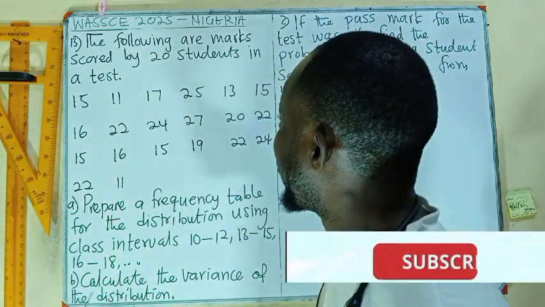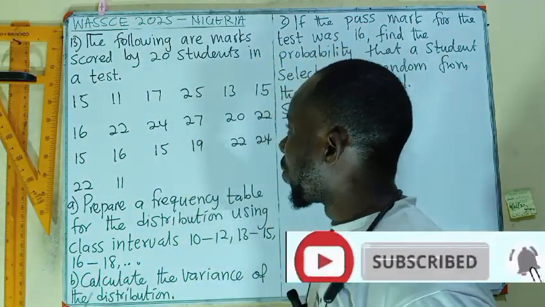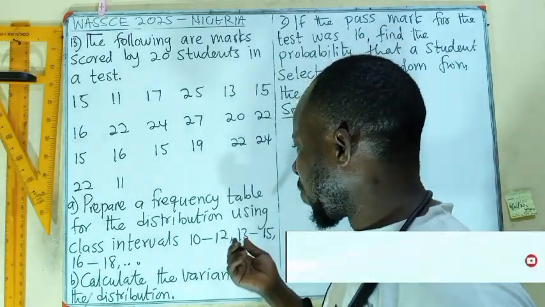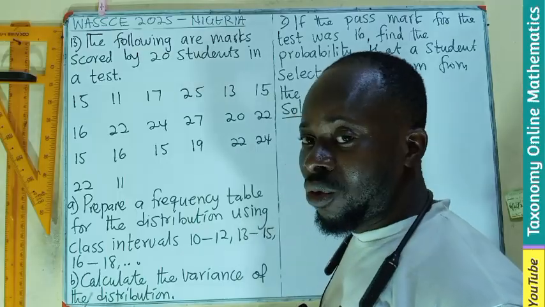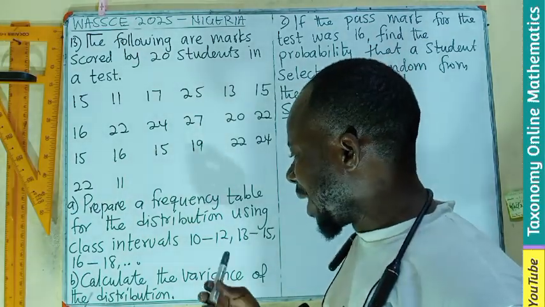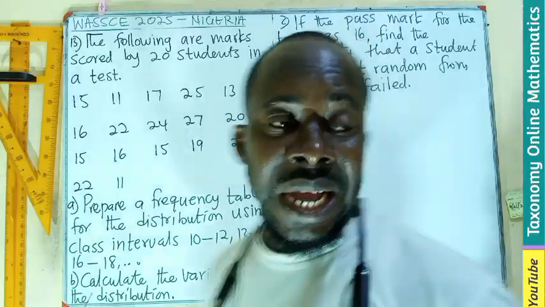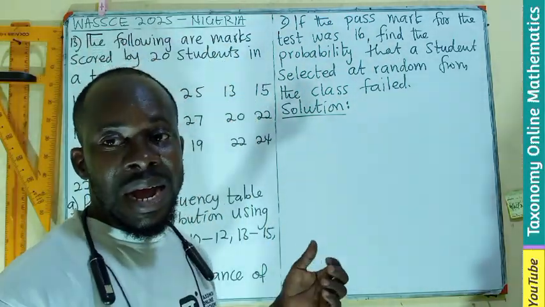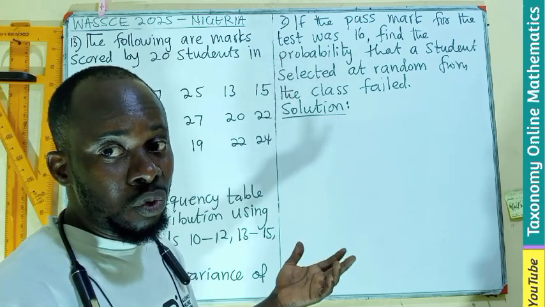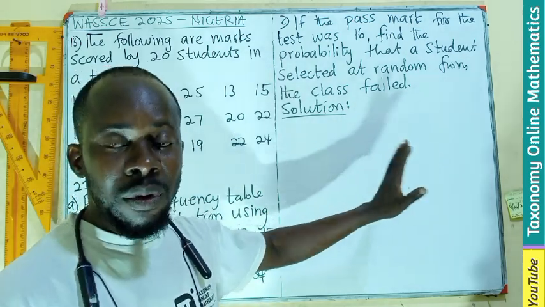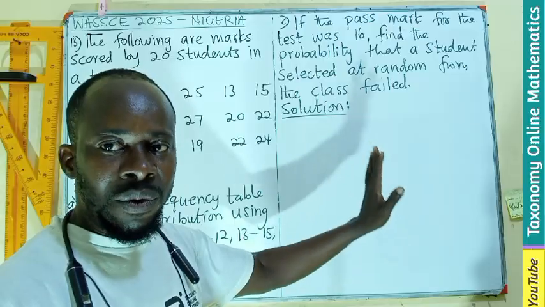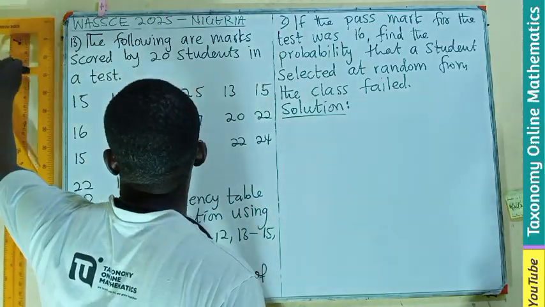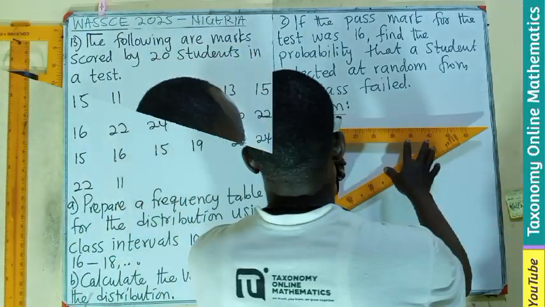We are given the marks obtained by 20 students in a test. We are to prepare a frequency table for the distribution using the class interval 10 to 12, calculate the variance of the distribution, and hence find the probability that a student fails if the pass mark is 16. The first thing we need to do is draw the frequency table with marks, tally, frequency, midpoint, and so on. So let's see how we can start with that table.